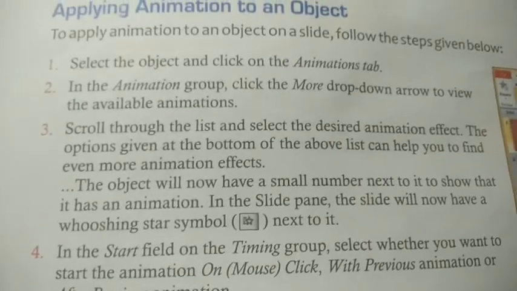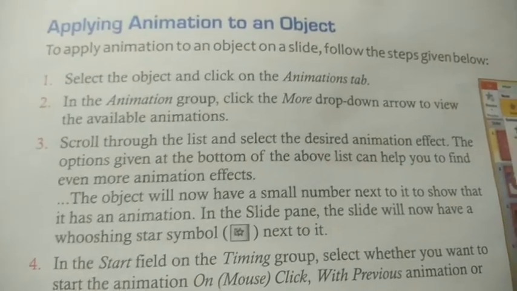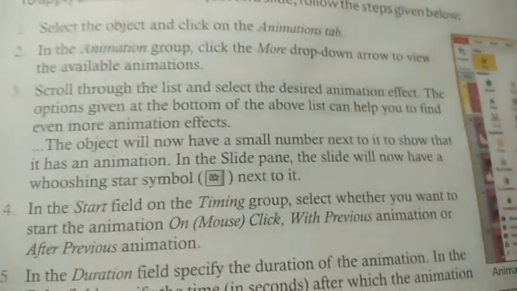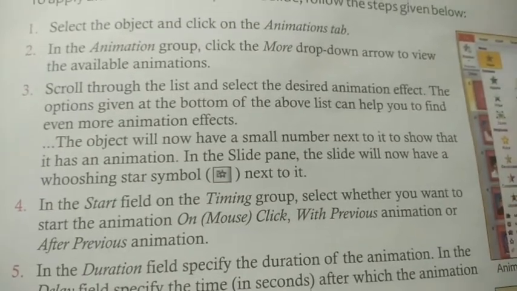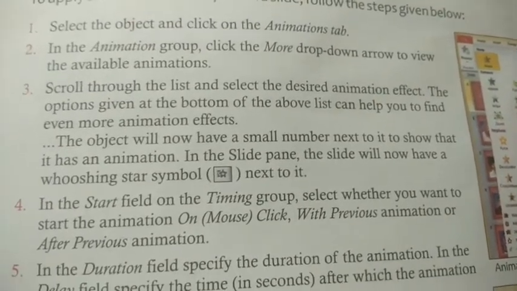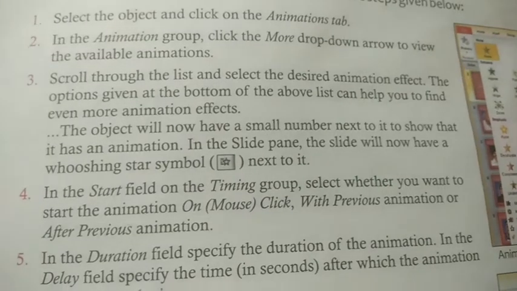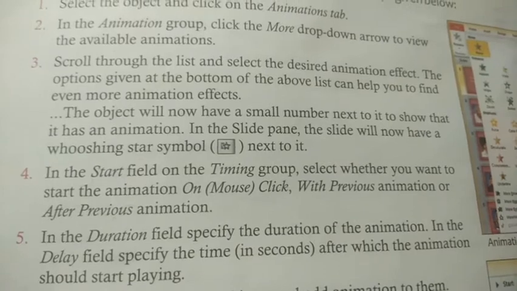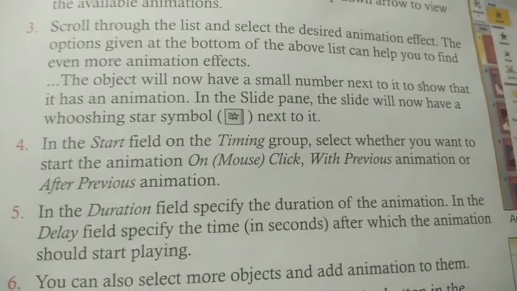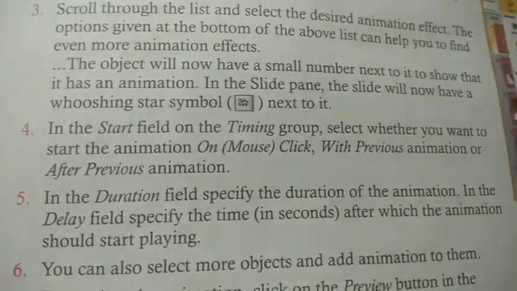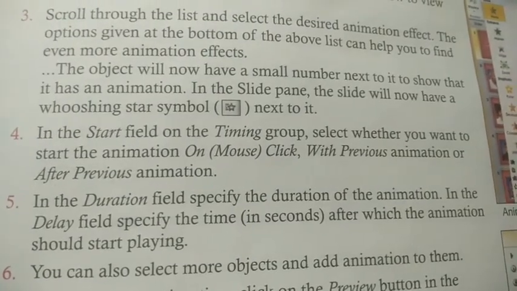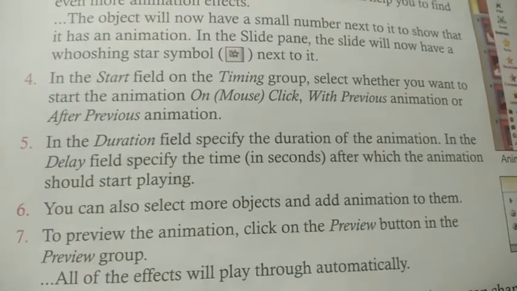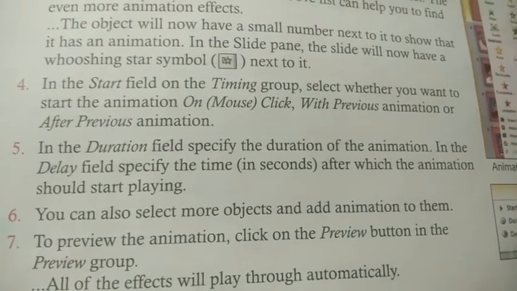In the slide pane, the slide will now have a star symbol next to it. Next, in the start field in the timing group, select whether you want to start the animation on mouse click, with previous animation, or after previous animation. Then in the duration field, specify the duration of the animation. In the delay field, specify the time in seconds after which the animation would start playing. Then in step 6, you can also select more objects and add animation to them.